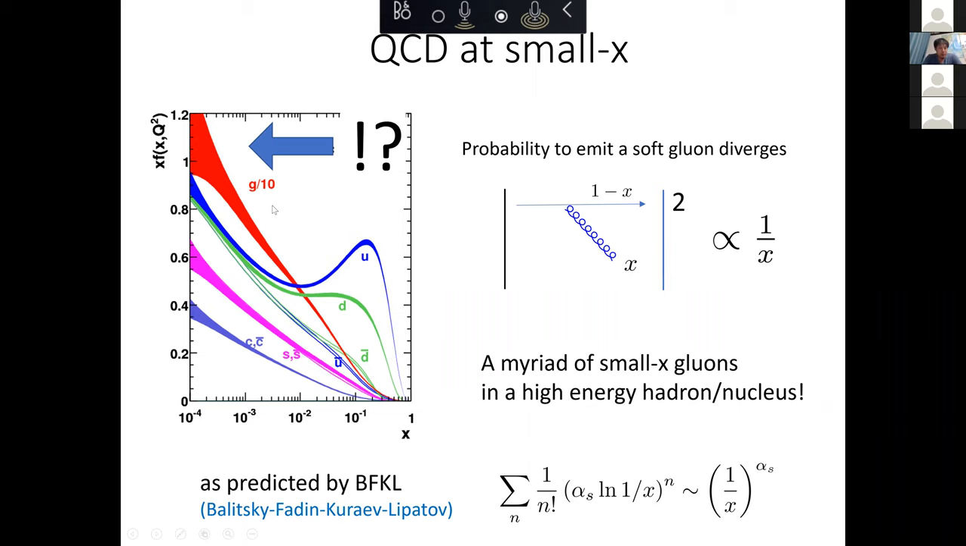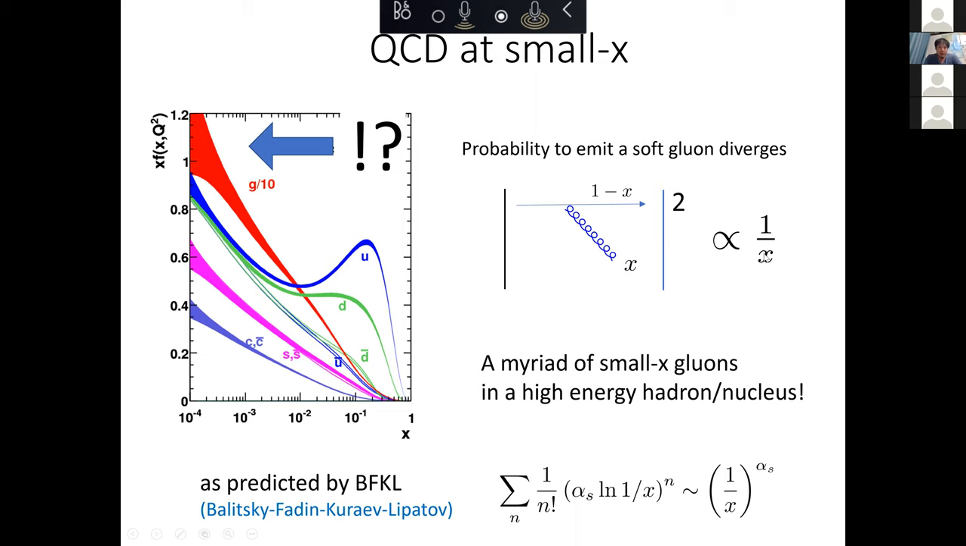So this is the number of gluons divided by 10, just in order to fit in this figure. There is an explosion of the number of gluons as you go to the small x region. And we, of course, know why this happens, because if you just compute the probability to emit a soft gluon in one-loop perturbation theory, it diverges like 1 over x. So it goes to infinity when x goes to 0.